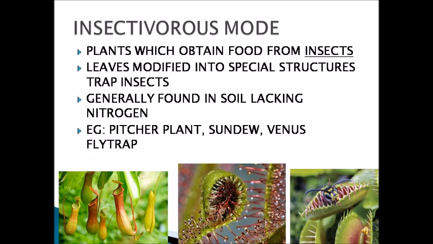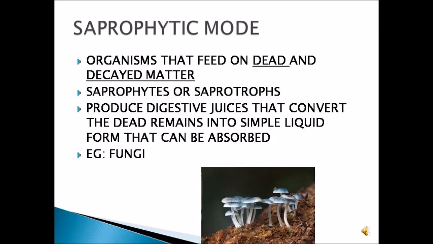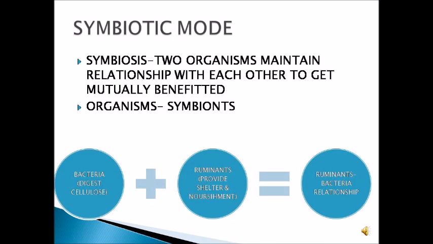The third mode is saprophytic, wherein plants obtain food from dead and decayed matter. They are also called saprophytes or saprotrophs. They produce digestive juices that convert the dead remains into simple liquid that can be absorbed by saprophytes. Example: fungus. In the previous three modes, you must have noticed that one member of the relationship contributed and the other one gained all the benefits.